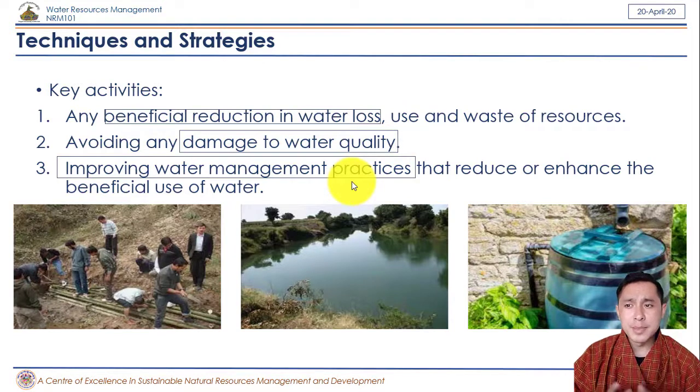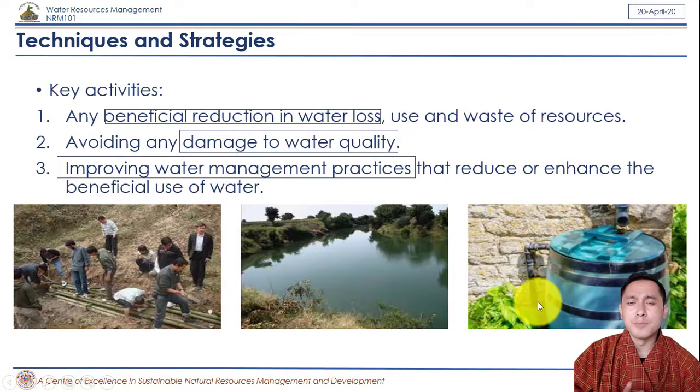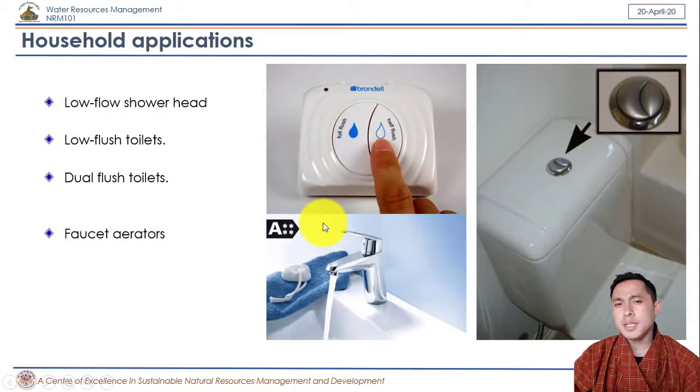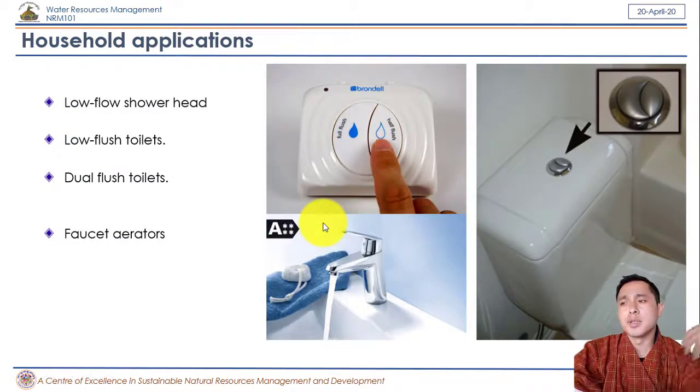So, for example, if the people have reduced the water loss, use and waste of water, yes, they have done it. If they have avoided damaging water quality, the third one, improving water management practices, can be done now from addition of harvesting of rainwater on the rooftops or on the container vessels like these ones. So these are different techniques and strategies that we can use.